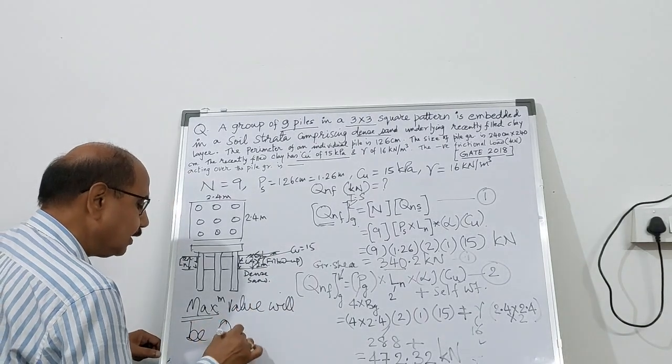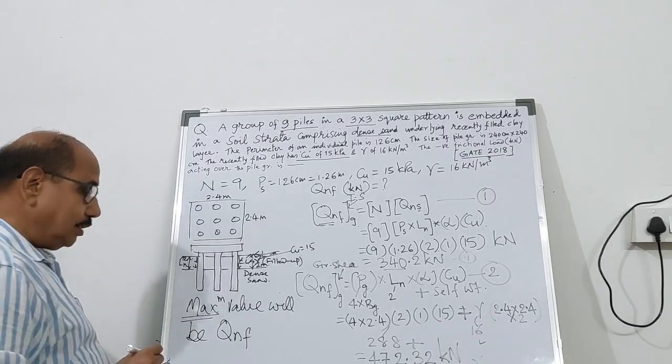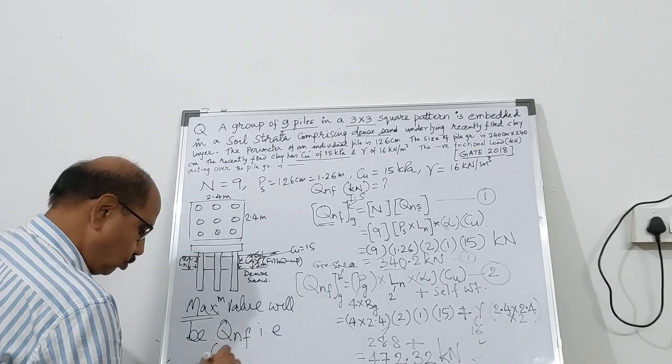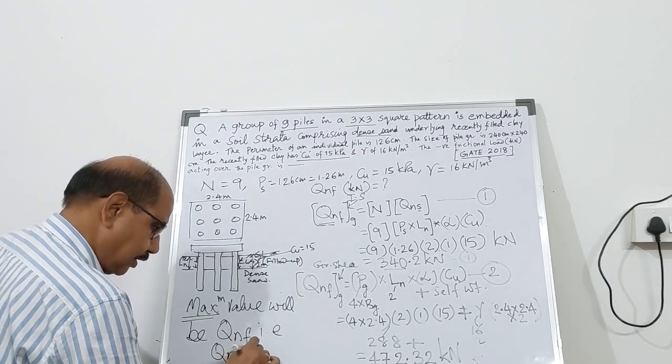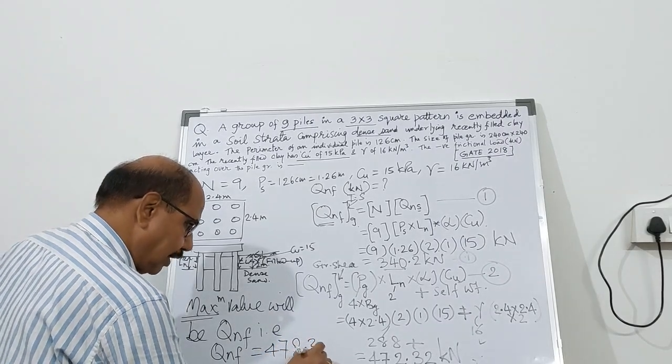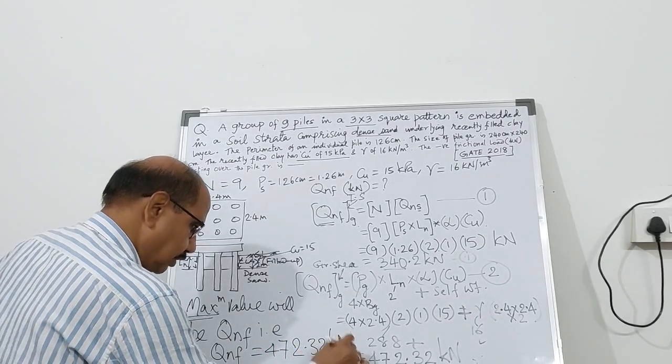the negative frictional load, that is UNF equal to 472.32 kilonewton. This is the answer.